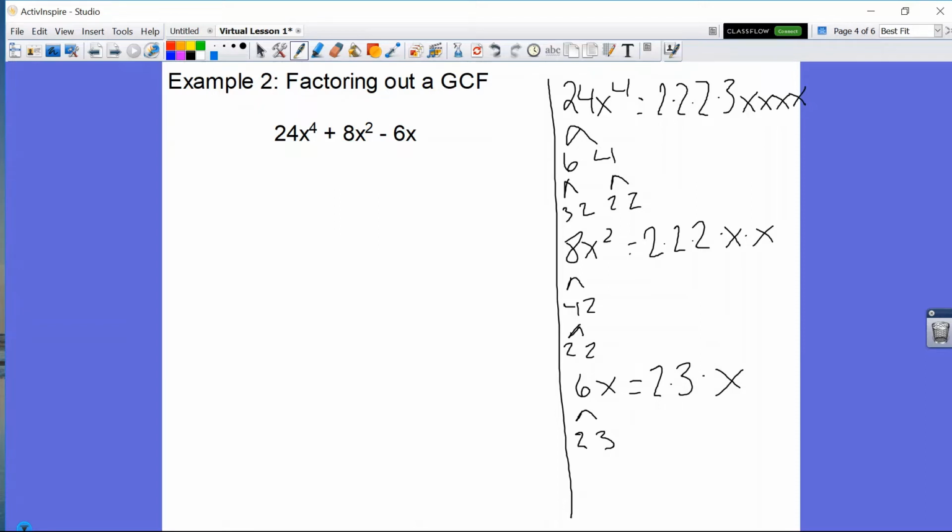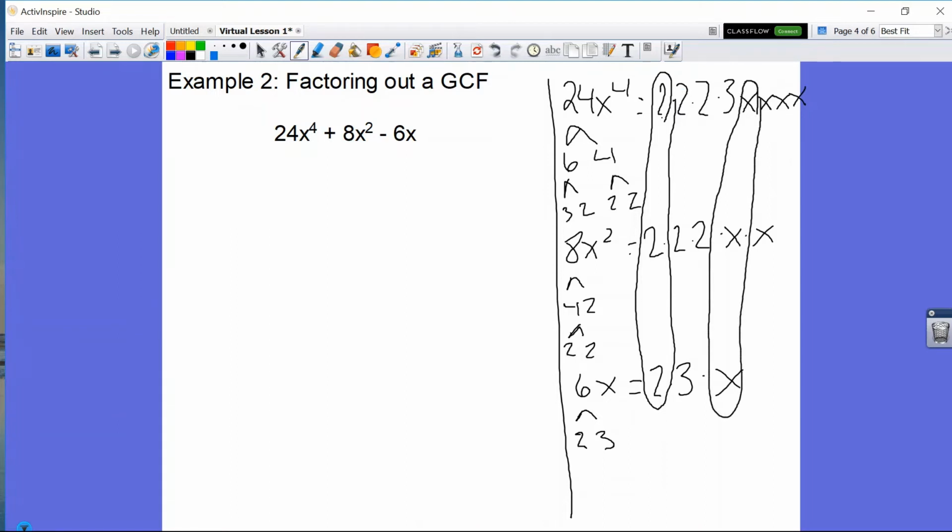What I'm looking for in my factors are groups that show up in all three of my terms. For example, 2 is in all three terms. There's another 2 here, but there's not another 2 in that third term, so I can't circle that one. So the only other thing that all three have in common is an x, which tells me that my greatest common factor is 2x.